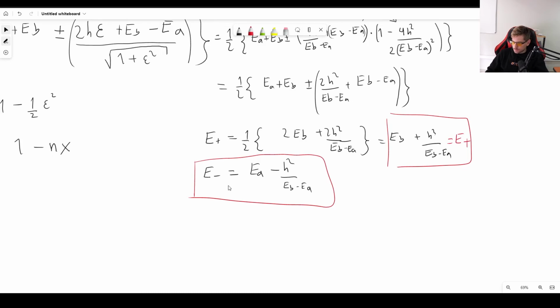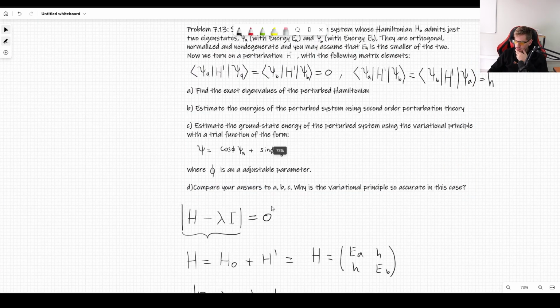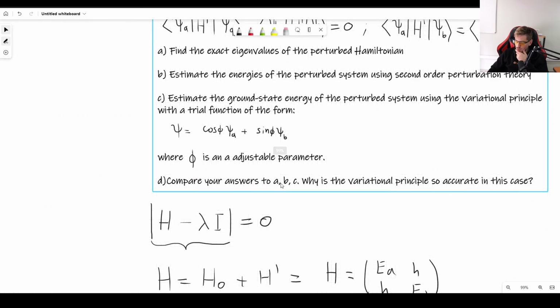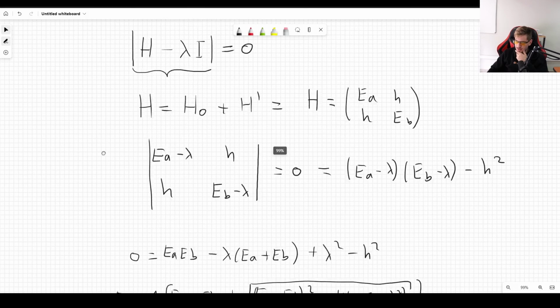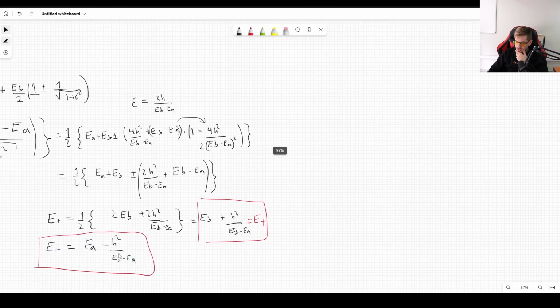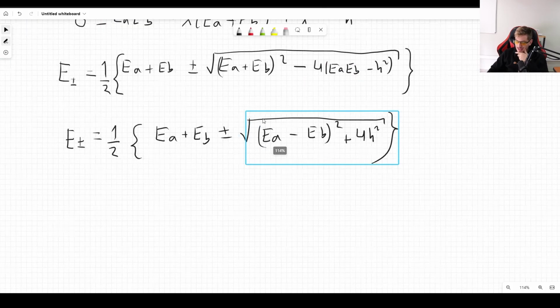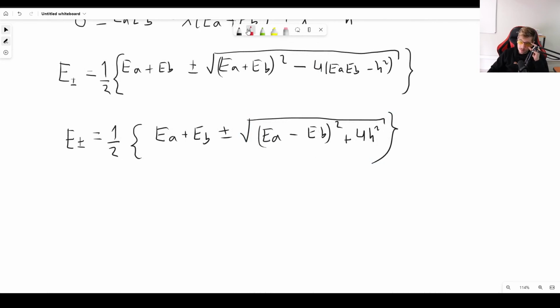Okay. Right, so part D, what they want from us now is to compare your answers to A, B, and C, and see how accurate the variational principle is. So the issue is that our result in part C has this very neat form, but in part A, we have this nasty square root. So now to compare them, we need to expand the square root and try to get an approximate expression, and it will be a relatively good one because h is very small, right?